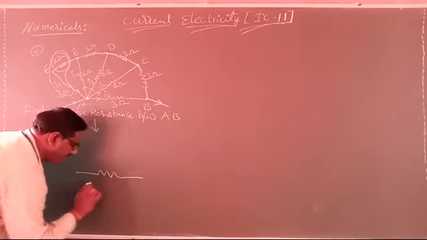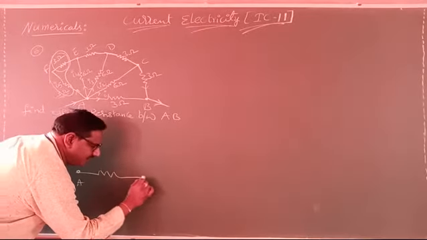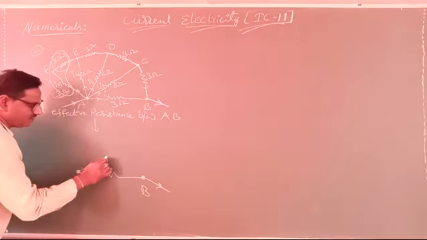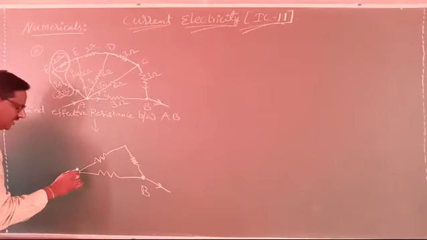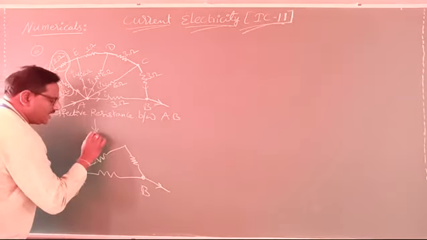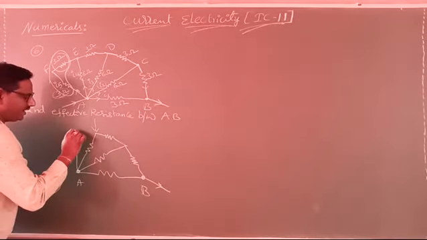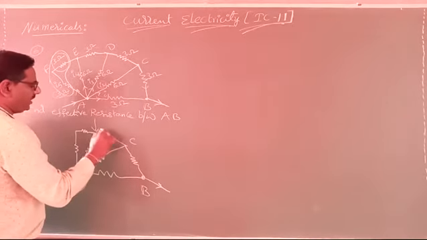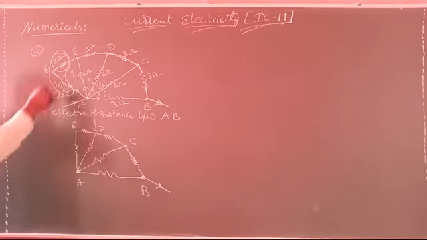Here we have AB. This point will be A and this point will be B. Now from A, here we have one circuit. Here also one resistor. Here we have one more, and here it will come like this, and here one more. Now between A and B we have points C, D and E. Where is the F point? These two are effectively in series.